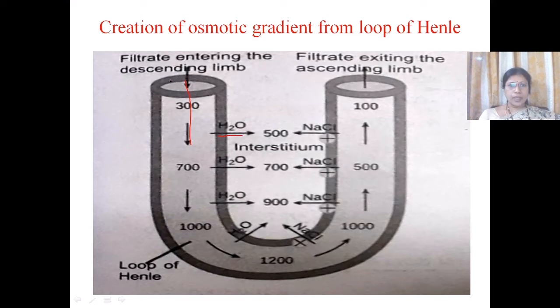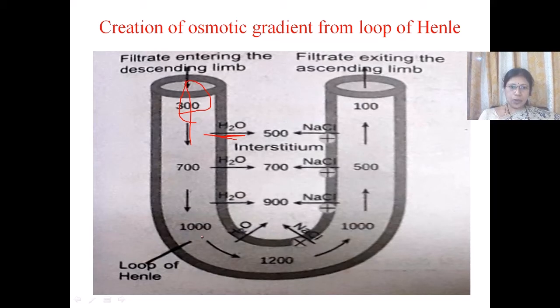By the time the filtrate reaches the descending loop of Henle, its osmolarity is about 300 milliosmoles per liter. As the filtrate moves from the cortex region to the medullary region, the concentration increases. The concentration of the filtrate increases due to the reabsorption of water through osmosis, and the water enters the medullary interstitium.